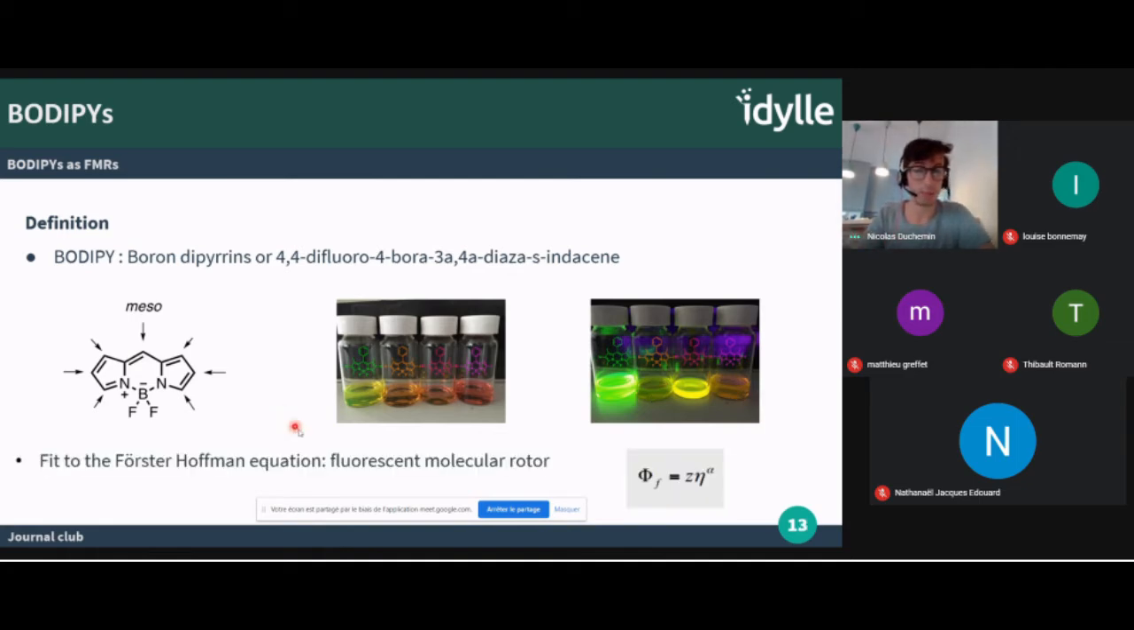What is interesting, and actually fundamental, in BODIPY FMRs is if they fit the Förster-Hoffmann equation, and the log of this equation. Well, you can say now I have a fluorescent molecular rotor and use it as such.